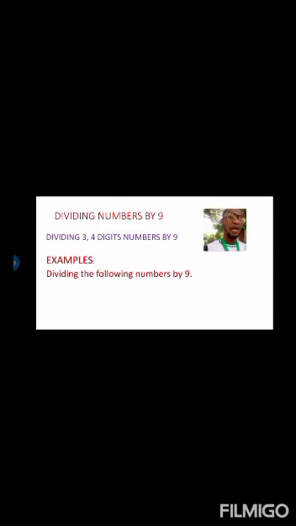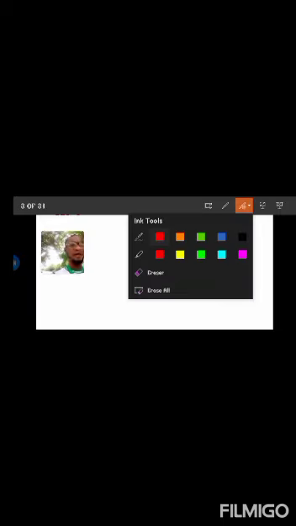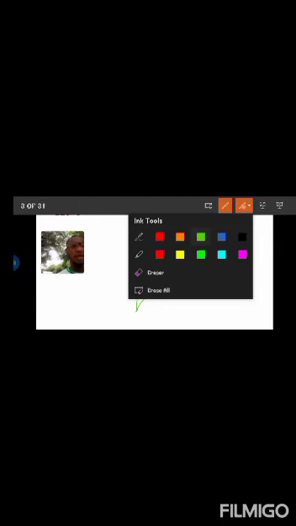So we are going to be looking at dividing 3 to 4 digit numbers by 9, and I want us to take a look at the following examples. So let's look at this example. 123 divided by 9. Let's take a look at it very well.